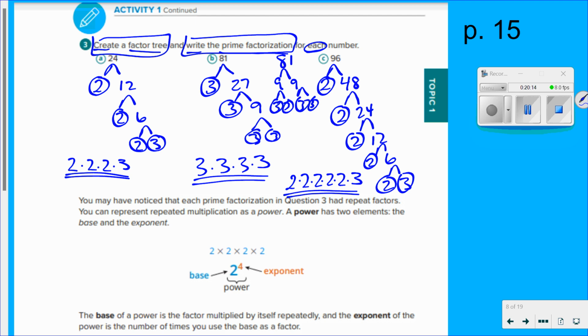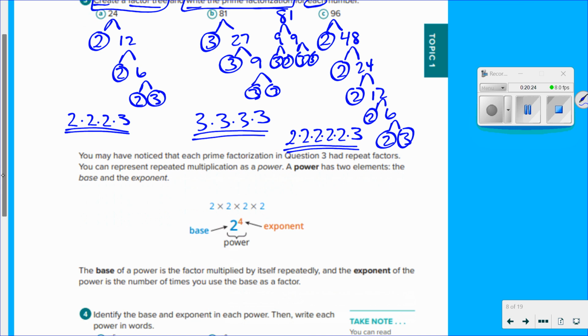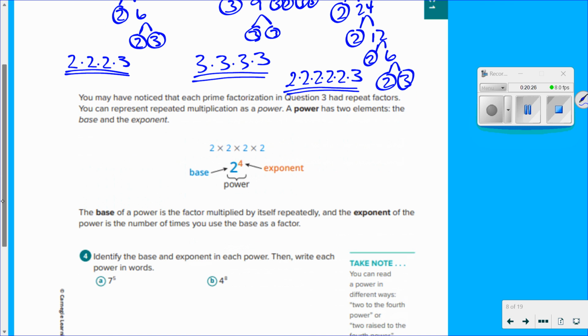Okay? Is this making sense so far? Everybody good to this point? Because now we're going to throw another level into you. So pull out your highlighters again. We've got 3 more words we're going to add. We have a power, we have a base, and we have an exponent. Using your highlighters, let's look at our definitions for each of those. A power has 2 elements, the base and the exponent. So when I talk about power, I'm talking about the entire thing.